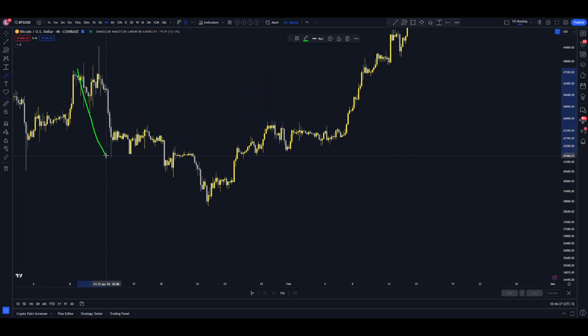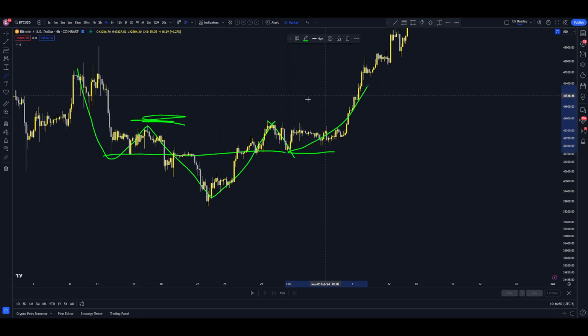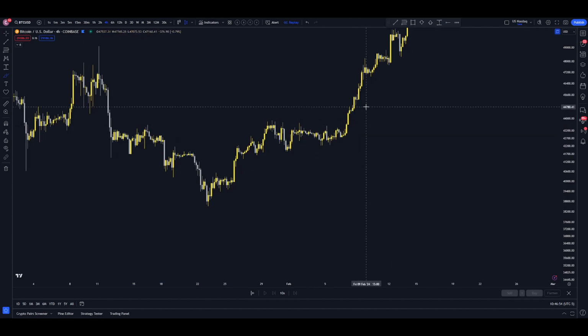inverse head and shoulders where we come down to this level, bounce down to this level, fully retrace back into this lower high, make a higher low, pretty much back at this exact same level, and then break up above our neckline. There's one setup here. Simply just buy the breakout of the head and shoulders.